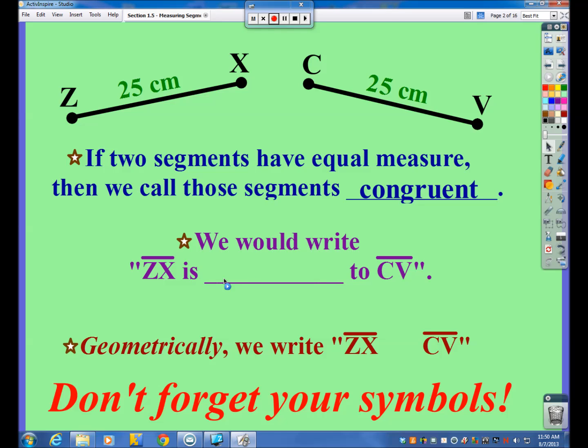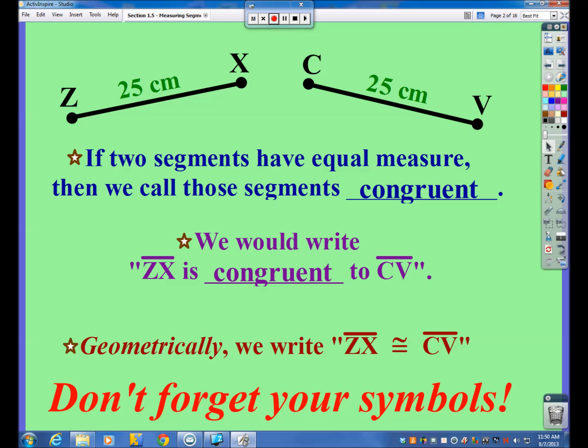Now, the special way that we would write it is we would just say segment ZX is congruent to segment CV. And geometrically, we have a special symbol for congruent. The nice thing is, it kind of looks like an equal sign, but it's got the Spanish tilde, if you will, the little squiggle, above the equal sign. And this just says that segment ZX is congruent to segment CV.